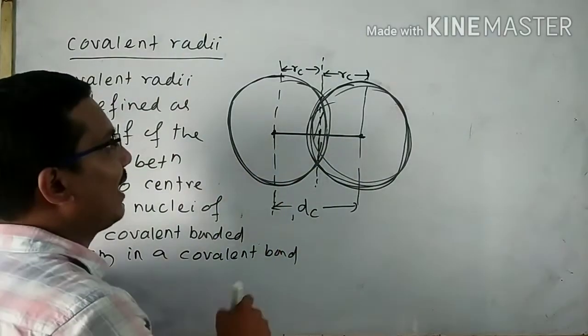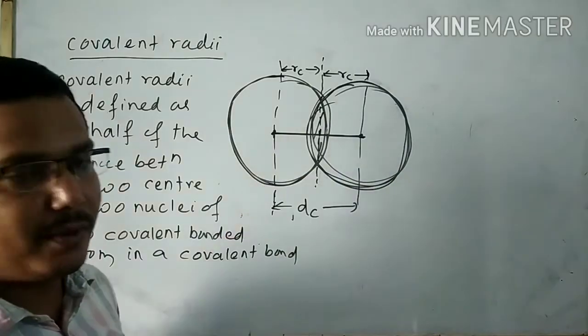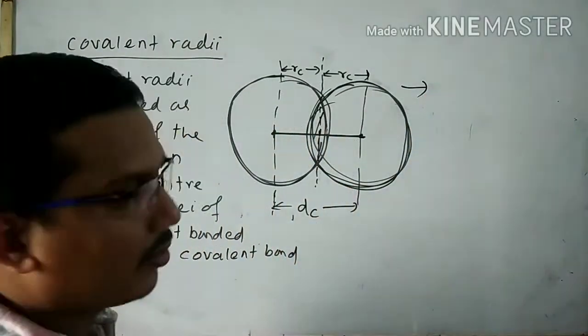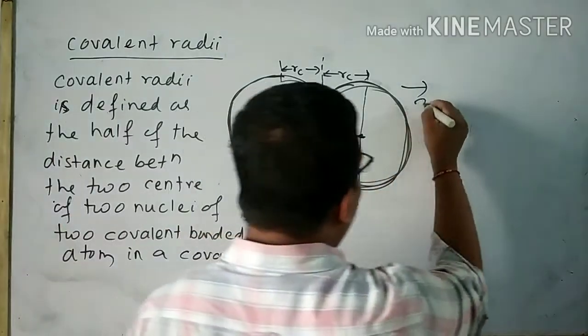This is the diagrammatical representation for covalent radii. Then we can also write the covalent radii mathematically.